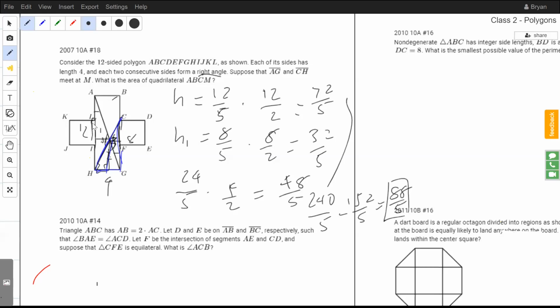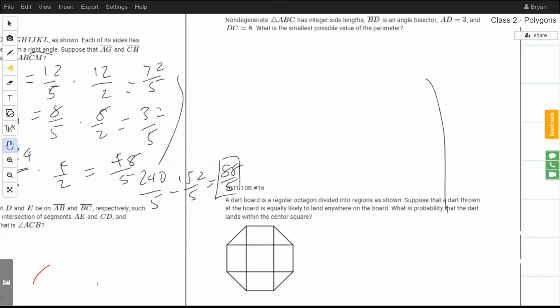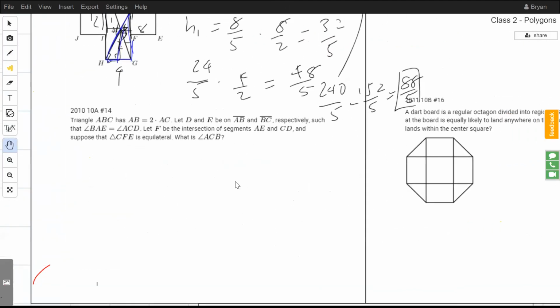So yes, key points in the problem: connect these lines and use similar triangles, and you're basically done. This is a really great example of how similar triangles are a very strong way to solve a problem, at least. Anyway, and not enough time.